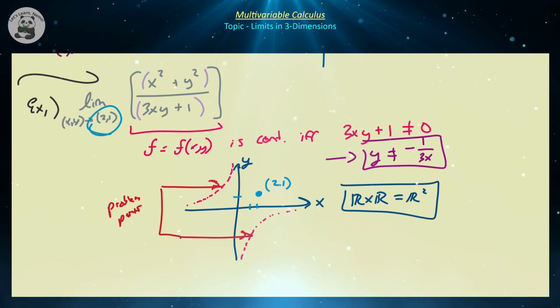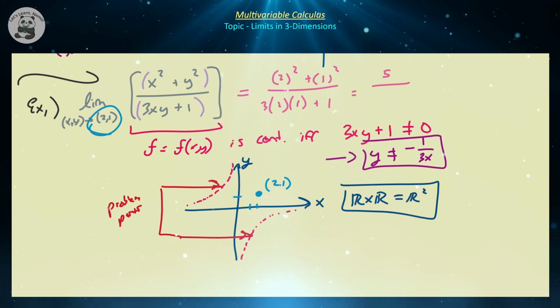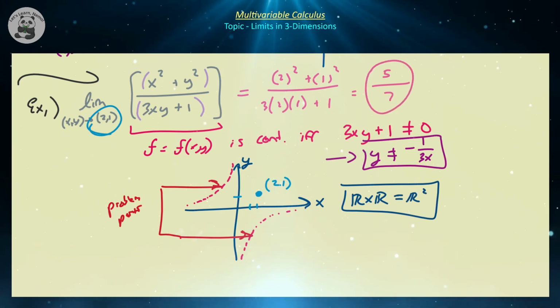Right? So since we can justify, at least in some sense at this moment, that this function is continuous at (2, 1) because it's a rational function, and rational functions are only discontinuous when the bottom is equal to 0, that means this is going to be equal to 2 squared plus 1 squared all over 3 times 2 times 1 plus 1. Right? So that's going to be 2 squared plus 1, which is 5. And 3 times 2 is 6, plus 1 is 7. So 5/7 is the value which this function approaches as (x, y) approaches (2, 1) from any path.